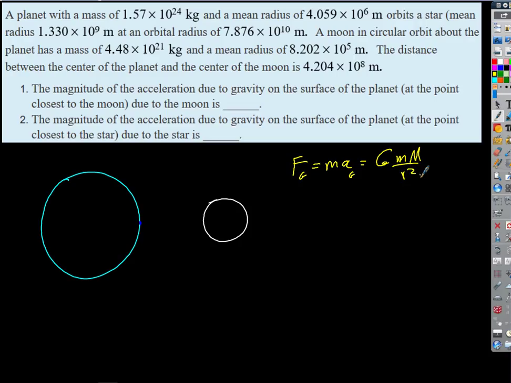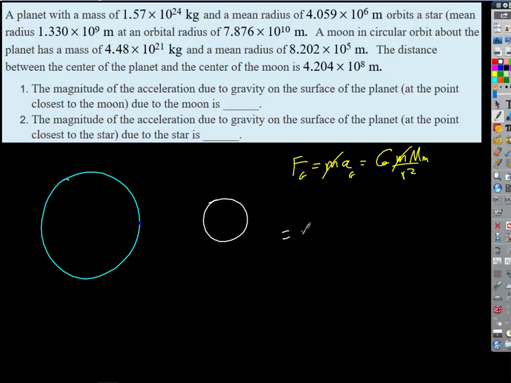So if we're just trying to find the acceleration, we can cancel the mass of the object for which we're measuring the acceleration, right? So if we're measuring the acceleration due to gravity on the surface of the planet due to the moon, we can cancel out the mass of the planet, and all we're really interested in is the mass of the moon, right? Okay. So if we plug in this stuff, then what are we going to get?